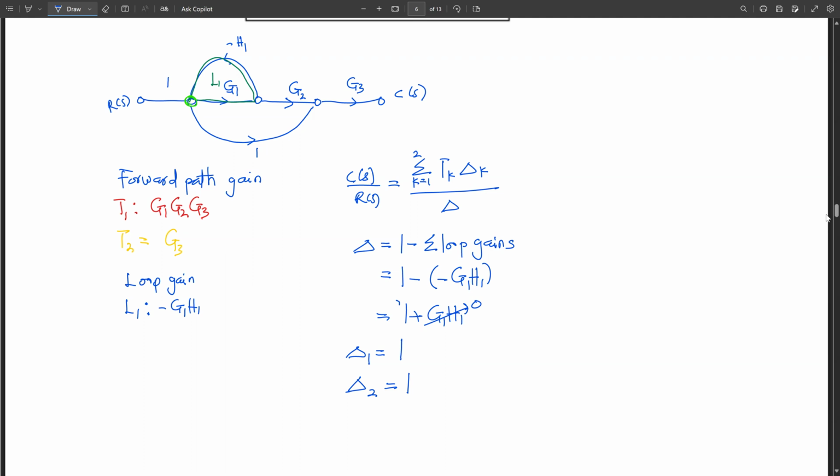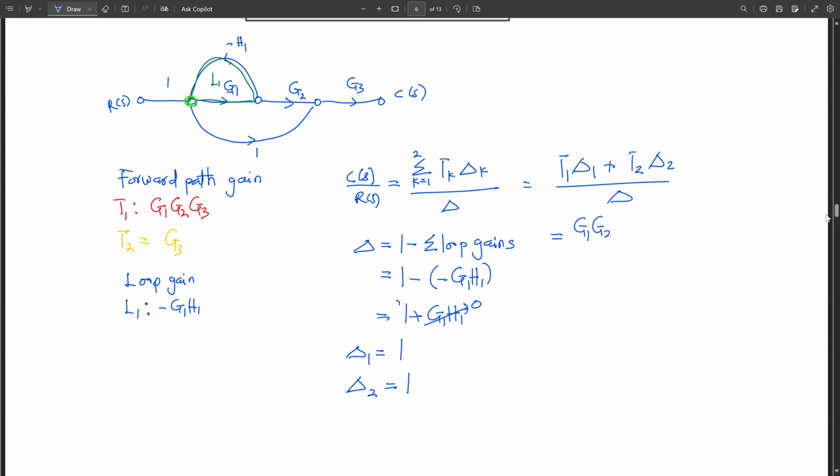Now, if you don't understand, you can rewind and watch the whole thing again. Or if I move on to the next question, it will become clear to you, right? So then we can use the formula. You can see that it is T sub 1 delta 1 plus T sub 2 delta 2, all over delta. And now T is what we found here.